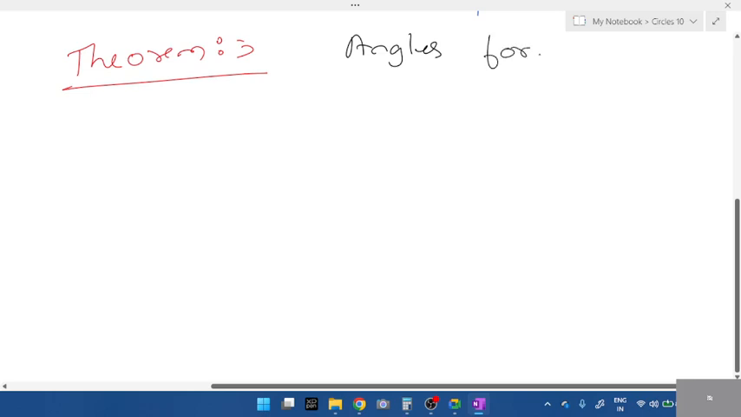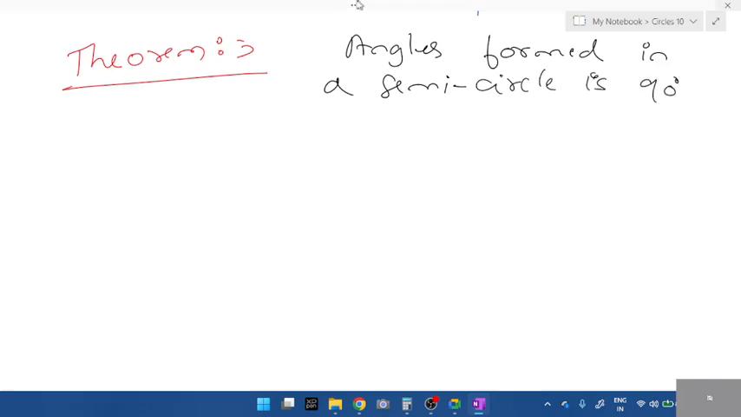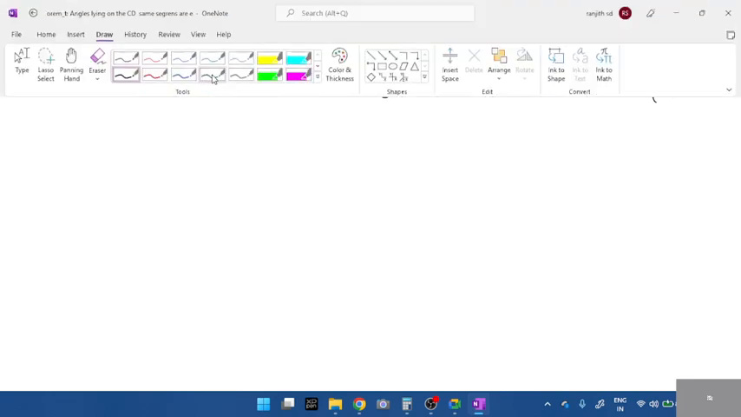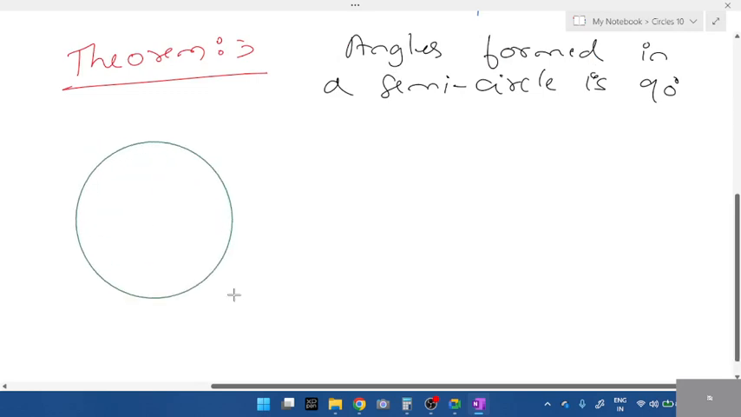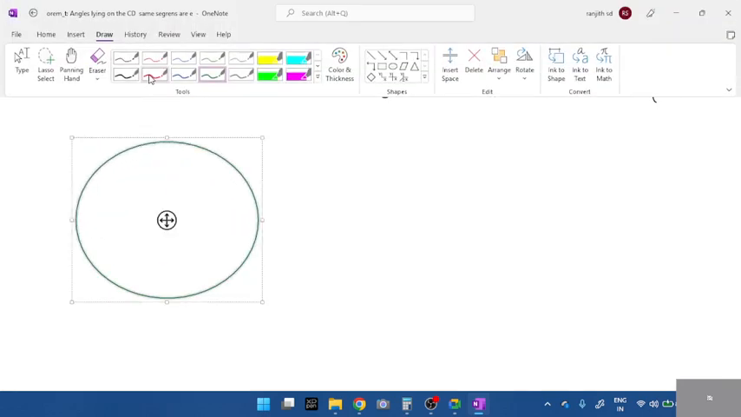Angle formed in a semicircle is 90 degrees. Make a note of this. Angle formed in a semicircle is 90 degrees. What do you mean by semicircle, students? What is semicircle? All of you will respond.